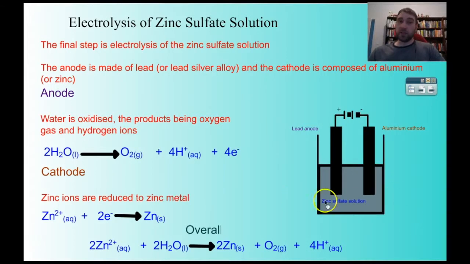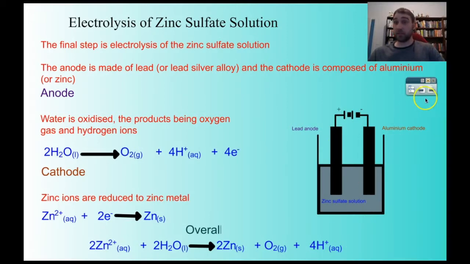The solid zinc coats itself on the aluminium cathode, and then you just strip it off of there and melt it into ingots. So this electrolysis of a solution is suitable for zinc because zinc is reasonably reactive. Because it's more reactive than iron, we couldn't use, well, you can use carbon monoxide for zinc, but it's just not an efficient process. It's better to use this electrolysis of a salt solution.